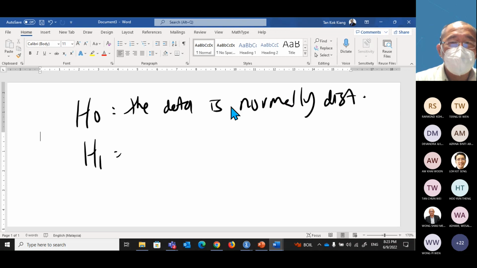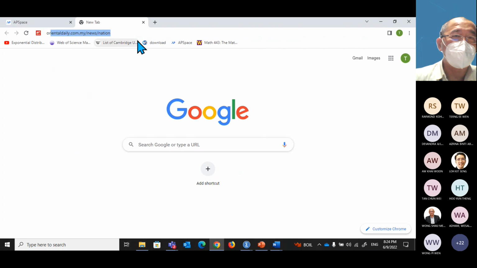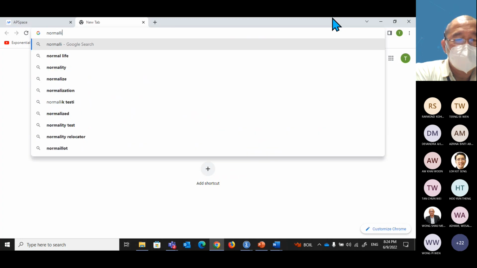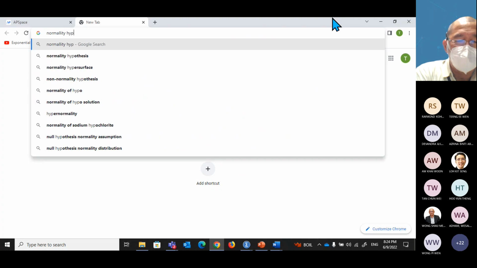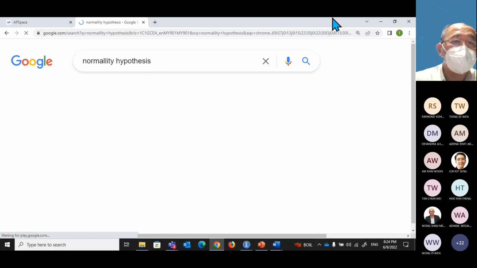Okay, so the data is normally distributed. Yes, correct. So this is the hypothesis. Normally, a student wants to argue with me, but it's okay, I'll show you. Normality, distribution, normality hypothesis. So the hypothesis is correct.